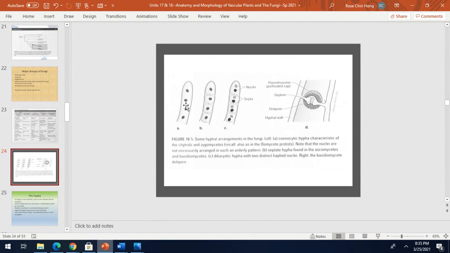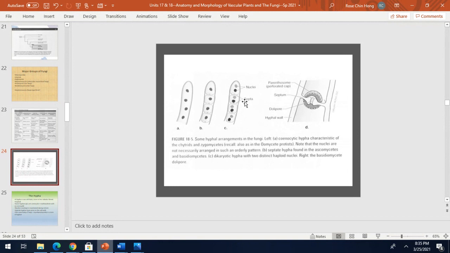In our hyphal arrangements, whether they have septation or not, we can see here. So this is aseptate, which means they have no septum to divide them. As you can see here, they have septa here and septa here.